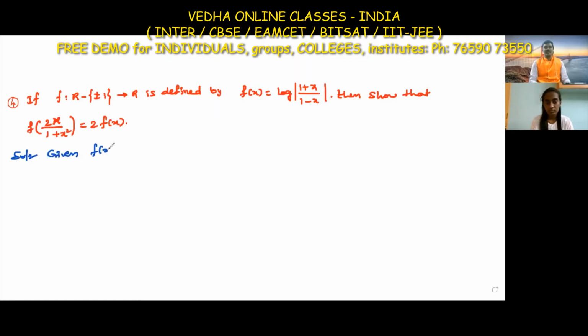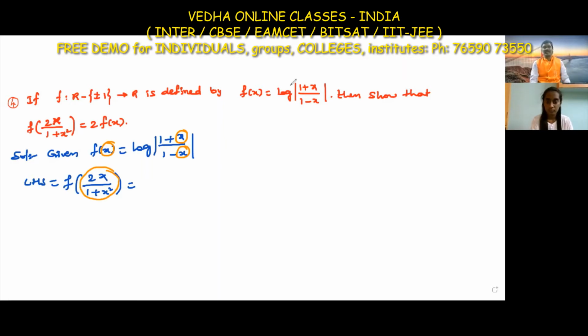The given function f of x is equal to log mod (1 plus x) divided by (1 minus x). I am taking the LHS now. LHS is equal to f of 2x divided by 1 plus x square. When we compare with the f of x function, in place of x we have 2x divided by 1 plus x square. So in the function also, just replace x with 2x divided by 1 plus x square.